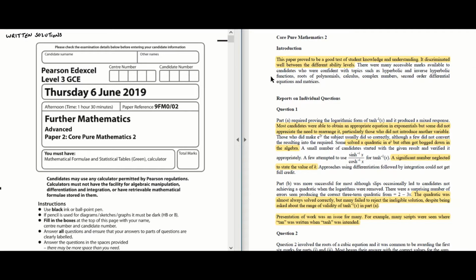In terms of the examiner's report, I personally thought this paper was quite difficult, but as the examiner report says, it differentiated between candidates and it tested people at all abilities. But let's take a look at each question in turn.